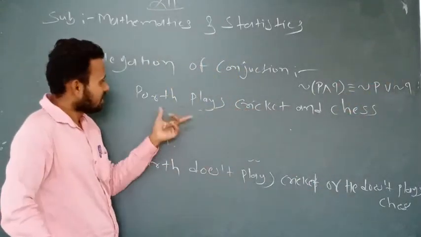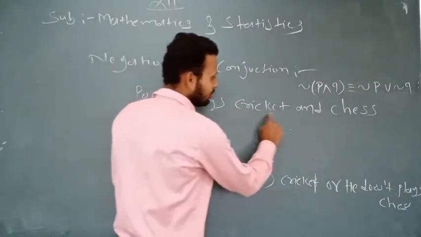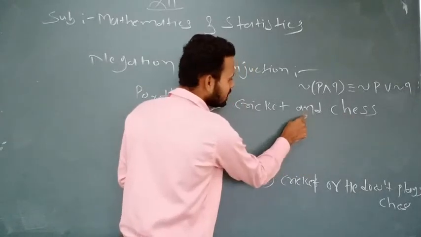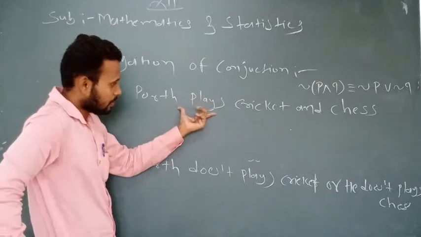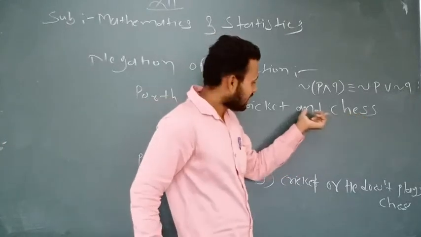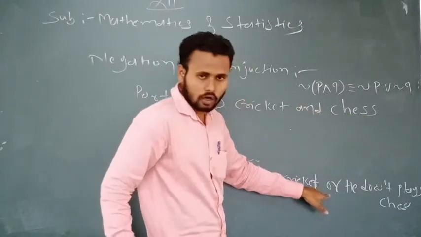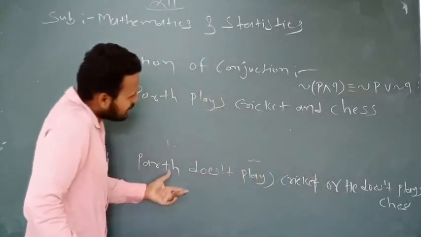Negation of a conjunction is the disjunction of their negations. It means there are two statements, P and Q, and these are a conjunction. Therefore, the negation of that statement: just take the negation of P, the negation of Q, and in place of "and" write "or", which is the required negation of that statement.